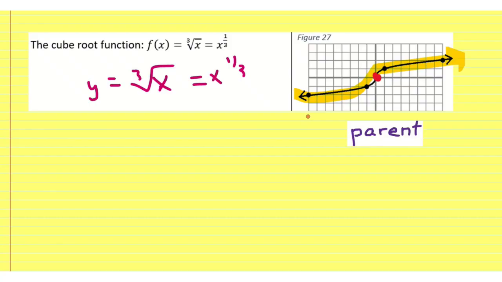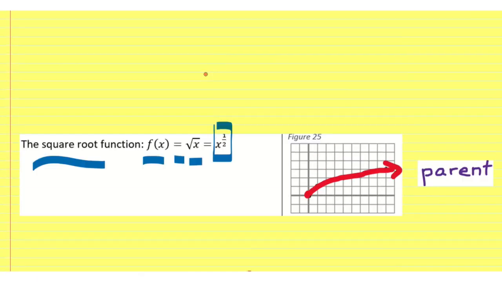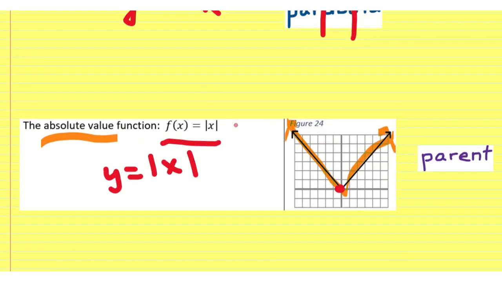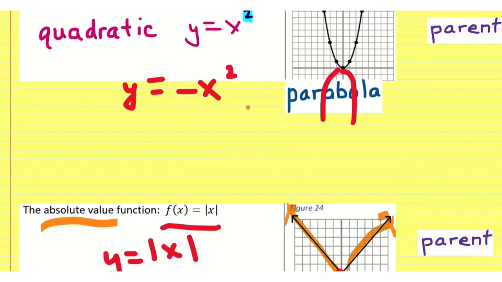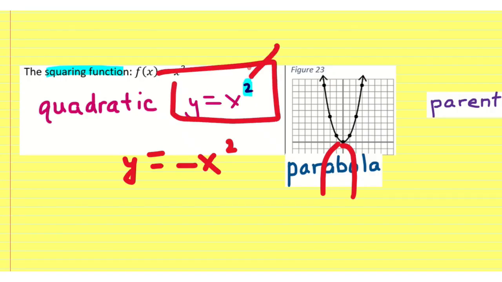But it's really important that you know ahead of time what these functions look like, because your work will be a lot faster. The cube root function is not as common, but the cube function is very common. Square root, depends on what you're doing. It can be very common. The absolute value, knowing that it looks like a V, is to your advantage. Quadratic looks like a parabola, and you know it's a quadratic because it has an x squared term.